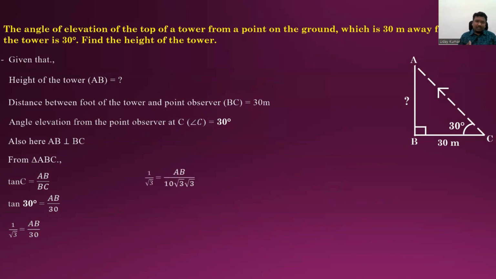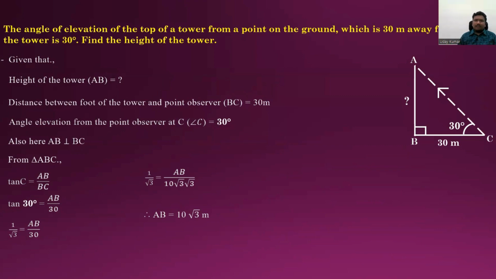But I don't want to represent it like that. Easy process: if you write 30 as 10 into root 3 into root 3, because root 3 into root 3 means 3, then the root 3 in the denominator gets cancelled. Finally, we'll get AB is equal to 10 root 3.